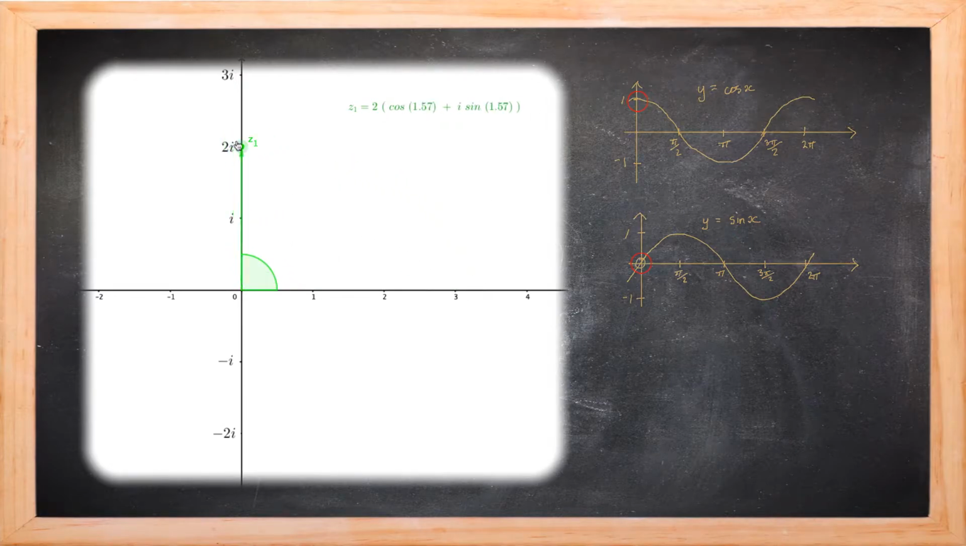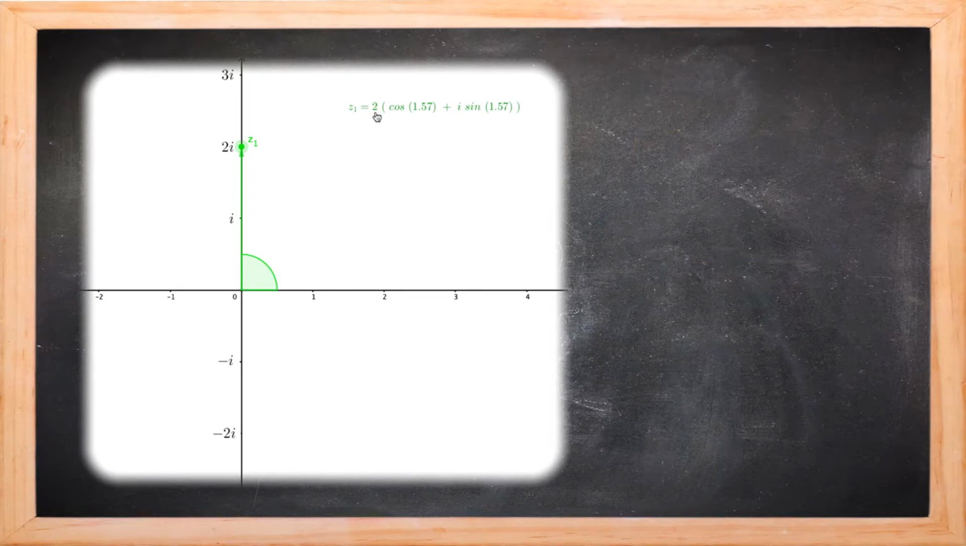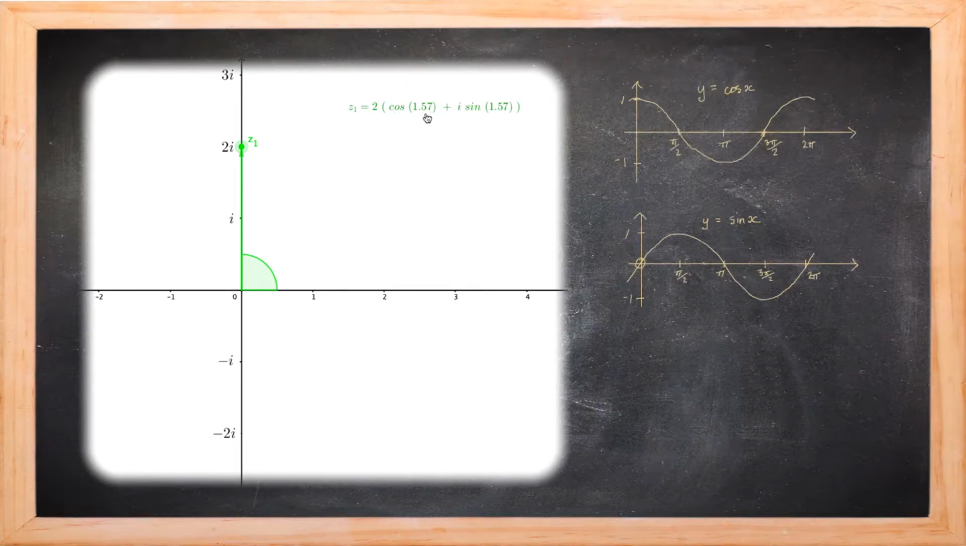Let's move to 2i. The modulus of 2i is 2. That distance from there to the origin is 2 units. The angle, pi upon 2, if you halve pi, you'll get approximately 1.57. The cosine of pi upon 2 is 0. The sine of pi upon 2 is 1. So we get 2 lots of 1i, which is 2i.